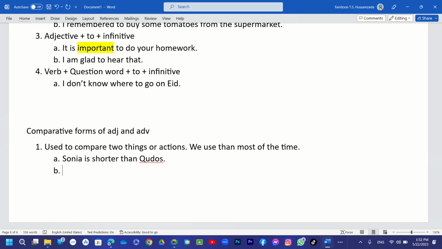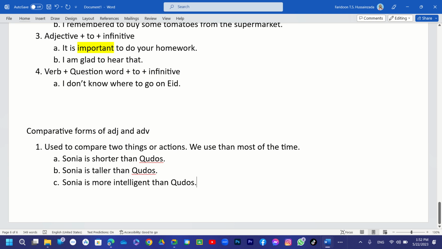You can also change it and make it even different. Sonia is taller than Qudus. Now, again, you're using kind of the same structure, but the adjective is now different, right? And if you don't like shorter, if you don't like taller, you can bring many more, like Sonia is more intelligent, right? But see, there are some differences that you should know. Sonia is more intelligent than Qudus.